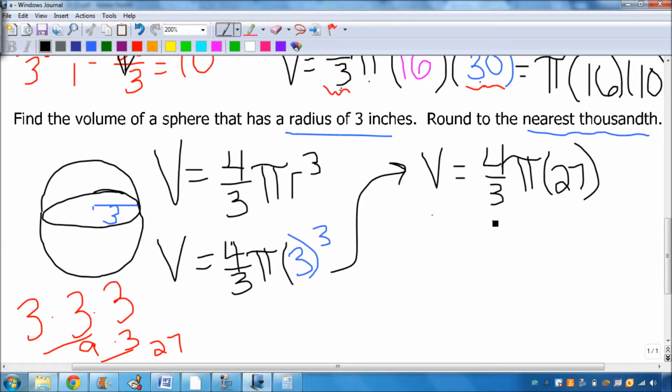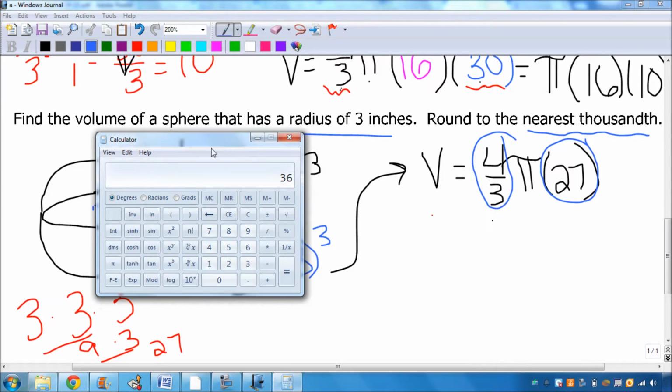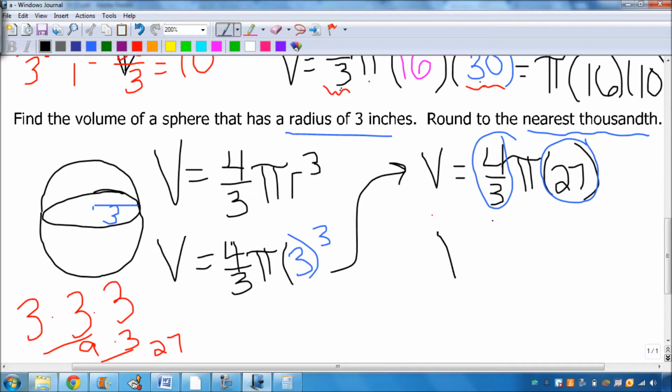Now let's figure out what 4/3 multiplied by 27 is, and we are going to use our calculator for this. You can do this by hand, but to save time, we're just going to use our calculator. Remember that 4/3 just means you take 4 divided by 3. That's all that fraction means. So 4 divided by 3, there's my 4/3, and then I multiply that by 27. I end up getting 36 as my answer. So V equals 36, but I still have pi left over.